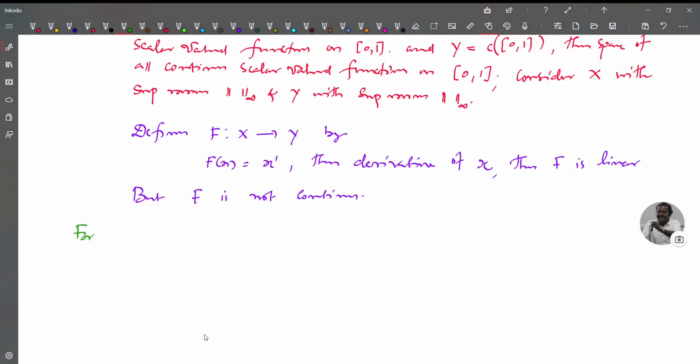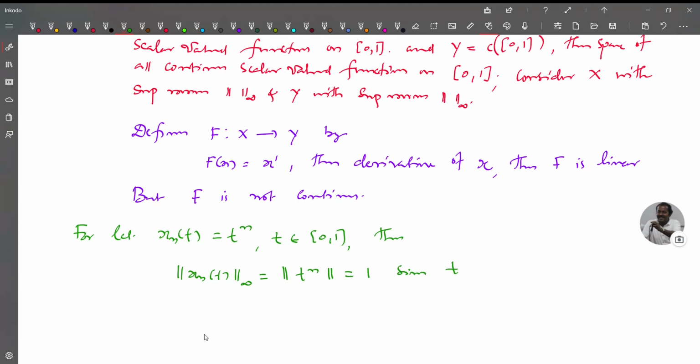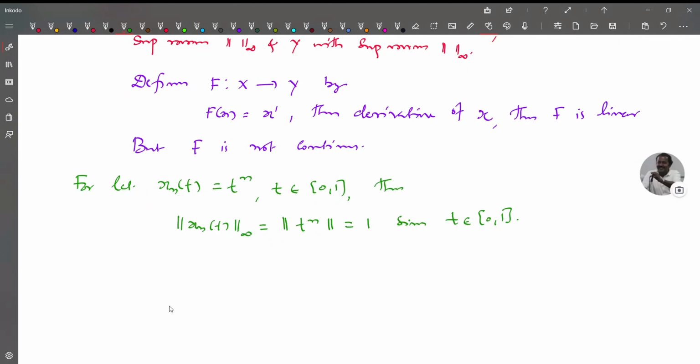For this, let x_n of t equal t raised to n, t belongs to [0,1]. Then we have the sup norm of x_n of t, equal to the sup norm of t raised to n, that is equal to 1, since t belongs to the closed interval [0,1]. Now f of x_n is equal to d by dt of x_n of t, so this is n t raised to n minus 1. Therefore the sup norm of f of x_n of t is equal to the sup norm of n t raised to n minus 1, that is equal to n, since t belongs to the closed interval [0,1].